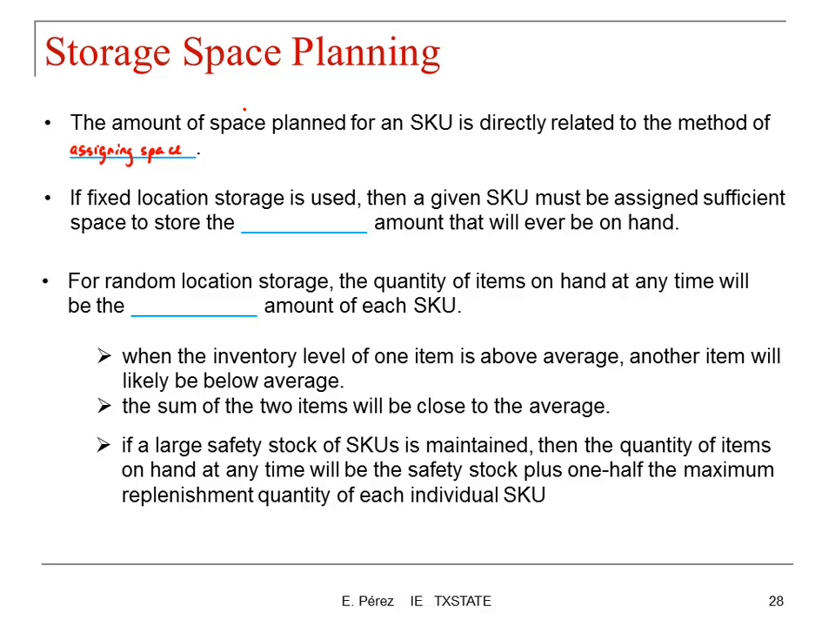So if you are assigning a specific area for a specific type of product, then you might end up having a need for more space because of that requirement. But if you have randomized assignment, then you know that you're going to assign the products to any space that is available. The requirements in terms of space are less.